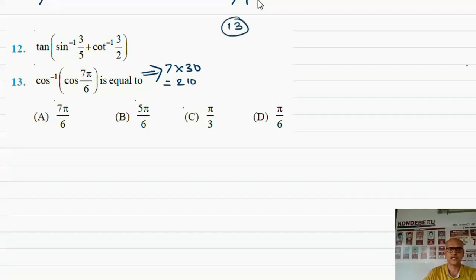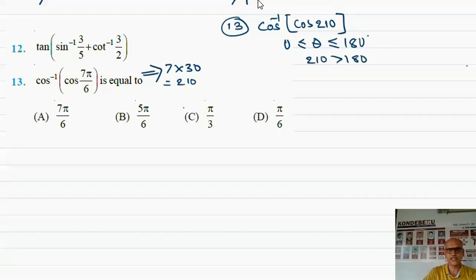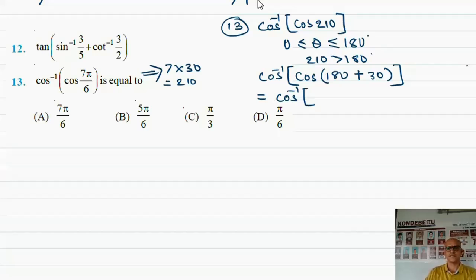So the 13th one becomes cos inverse cos 210 degree. Now for cos, the principal value is in between 0 to 180, in between 0 to pi. So 210 is greater than 180, so you convert it. Cos inverse cos 210 is written as cos inverse of cos of 180 plus 30. In the third quadrant cos is negative, so minus cos 30.